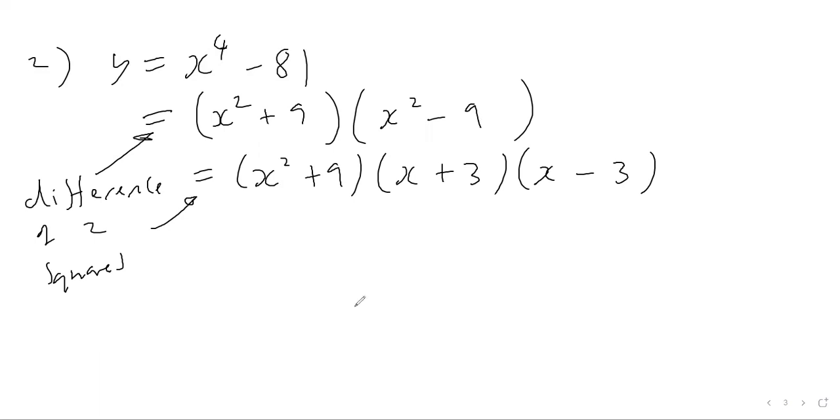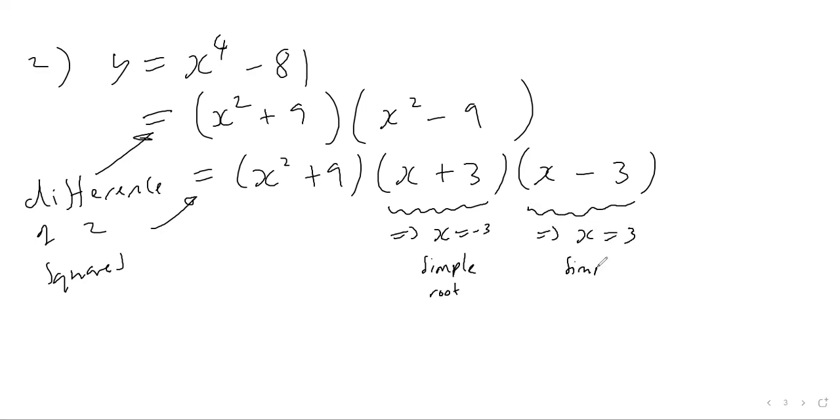So we want to sketch this graph. Again, we're going to have a root here of -3, so x equals -3 is a root, and it's going to be a simple root because we've got a multiplicity of just 1. And this factor here will give rise to a root at x equals 3. Again, this is just a simple root. There's no multiplicity here.